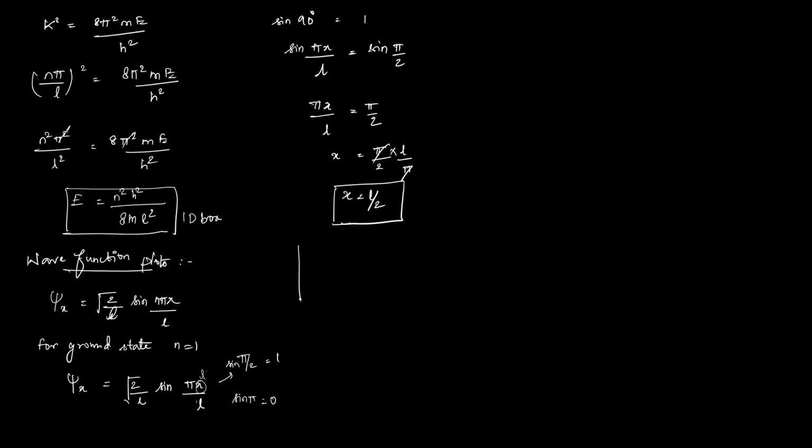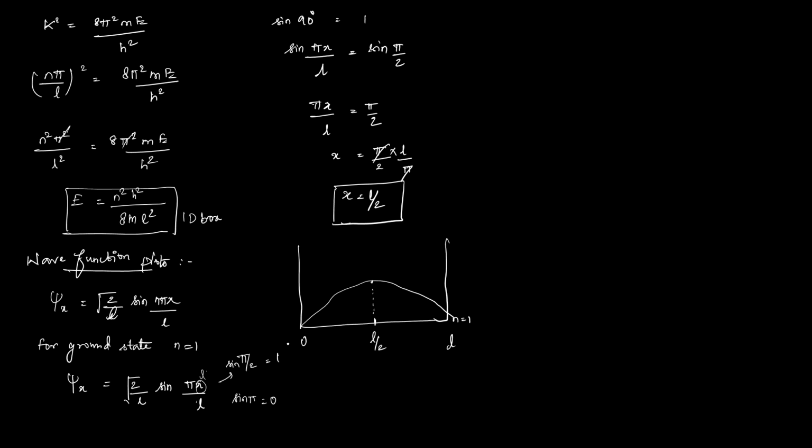So that is why, for your wave function plot for n equal to 1, between the limits 0 to l, at l by 2 we are going to have a maximum. So this is going to be like this. So we can say at l by 2 there is a maximum probability of finding the electron.